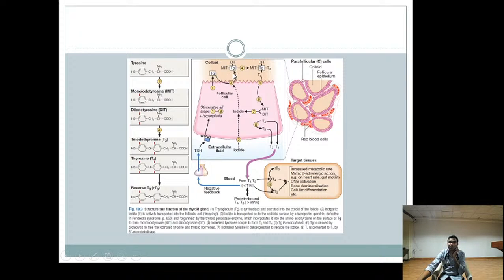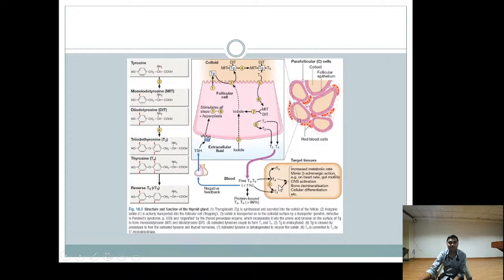This iodine is taken up onto the tyrosine residues to form diiodotyrosine and monoiodotyrosine. Diiodotyrosine and monoiodotyrosine join to form T3, and two molecules of diiodotyrosine form T4. This T3 and T4 is taken up by endocytosis again into the follicular epithelial cells, and this undergoes dehalogenation. The excess iodide is dehalogenated, and T3 and T4 are formed, which are released into the circulation.